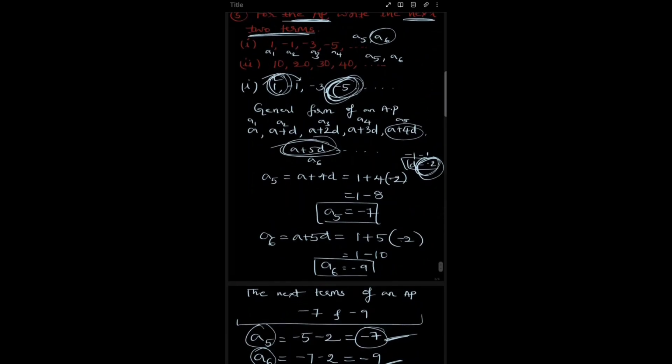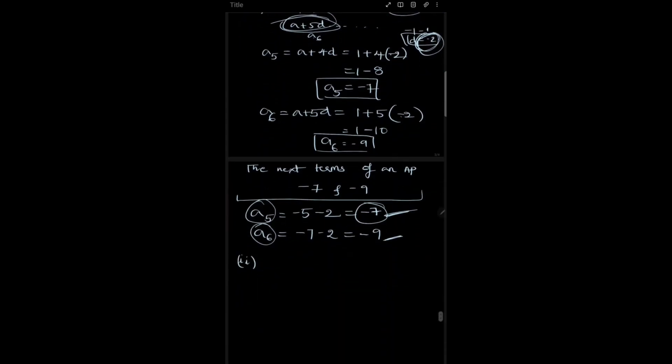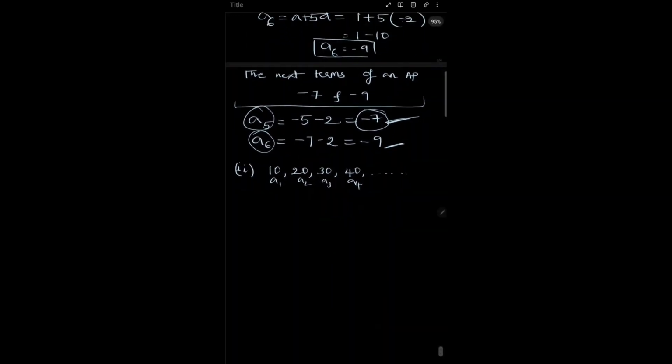So consider the next problem, the second one. Here they have given 10, 20, 30, 40. So you need to find the next two terms, that is A5, A6, because A1, A2, A3, A4 are already given. A5 is equal to, here the last term is 40, right? Find the common difference. D is equal to 20 minus 10. I subtract these two consecutive numbers. 20 minus 10 is equal to 10. Put it here: 40 plus 10 is equal to 50. So the fifth term is 50.